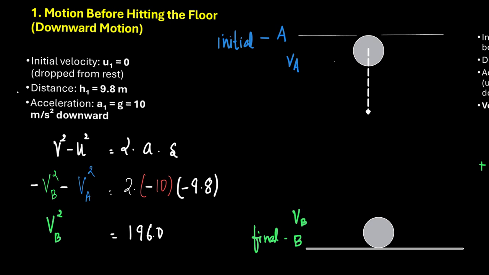Motion before hitting the floor. So the ball is being dropped, it reaches this point. To bring more clarity, I have named the point at which the ball is dropped as A. When it touches the floor, the corresponding position is B, and the velocities as VA and VB respectively. So initial position is A, VA, final is B and VB. Applying equations of motion, V square minus U square is equal to 2AS.